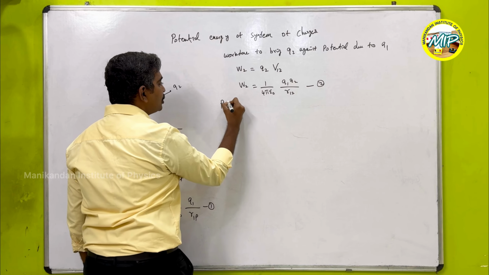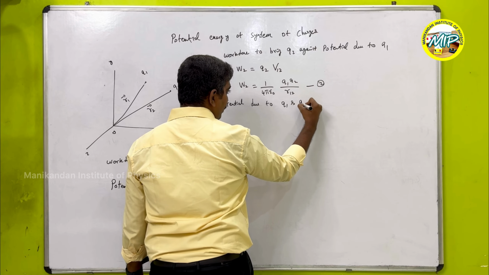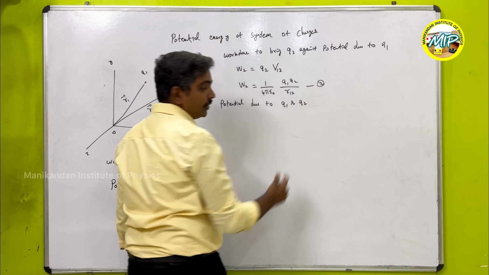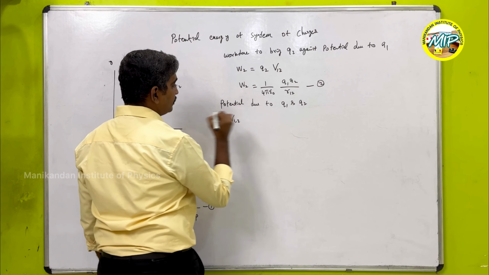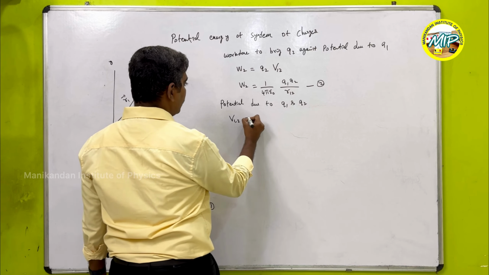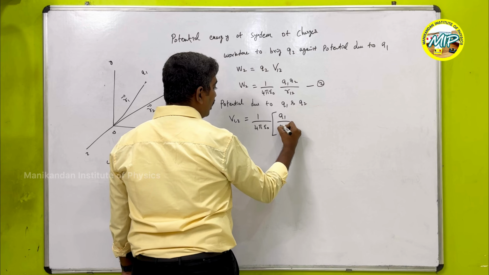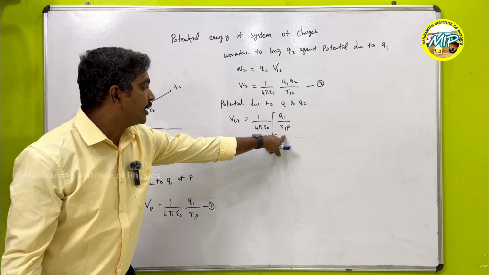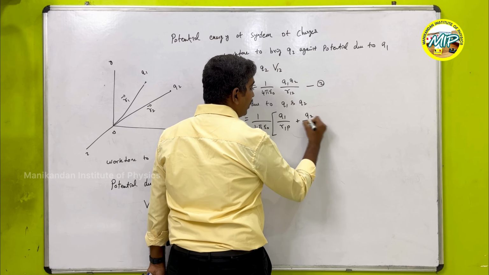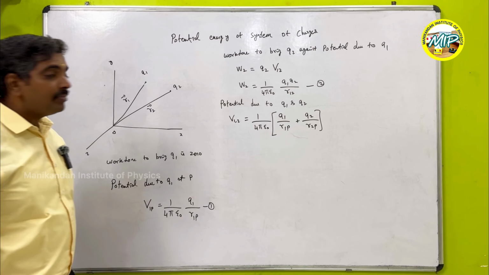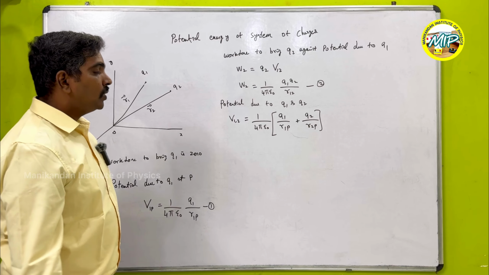So I can write the potential due to q1 and q2 at any random point P as V12, with 1 by 4 pi epsilon naught common: q1 by r1p, the potential due to q1 at point P, plus q2 by r2p. P is any random point; this point may be here. The distance from here to this will be r1p, and the distance from here to this will be r2p. So now we have a potential.